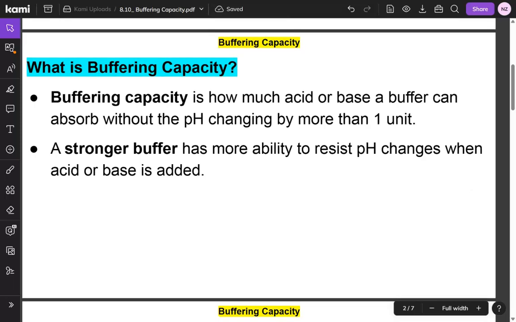So what is buffering capacity? Well, buffering capacity is how much acid or base a buffer can absorb without the pH changing by more than 1 unit. A stronger buffer has more ability to resist pH changes when acid or base is added. Remember, the whole purpose of the buffer is to resist change in pH. So the stronger the buffer, the more it's going to be able to resist those changes.